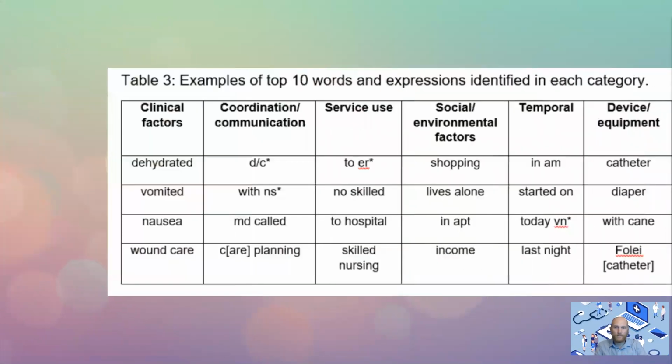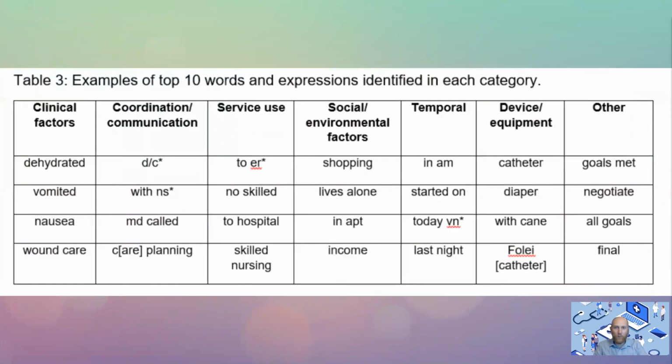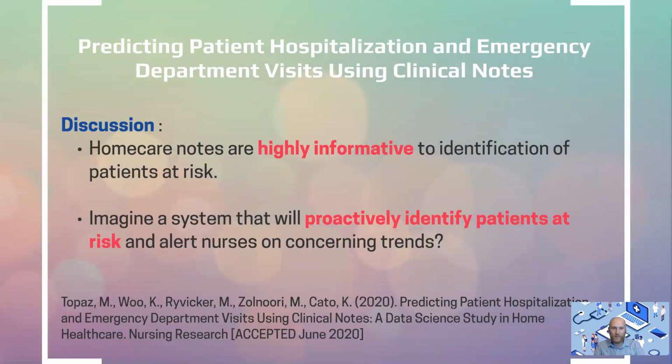Now, these are some of the words and expressions that were associated with higher risk of hospitalization or emergency department visit. This is just some selected words. You can see that those words represent important and concerning clinical concepts, such as dehydration, vomiting, communication between health providers, for example, MD call, and social risk factors, such as leaves alone, or income mentioned. Things like that give us a hint about patient risk. And that's what we saw in this data.